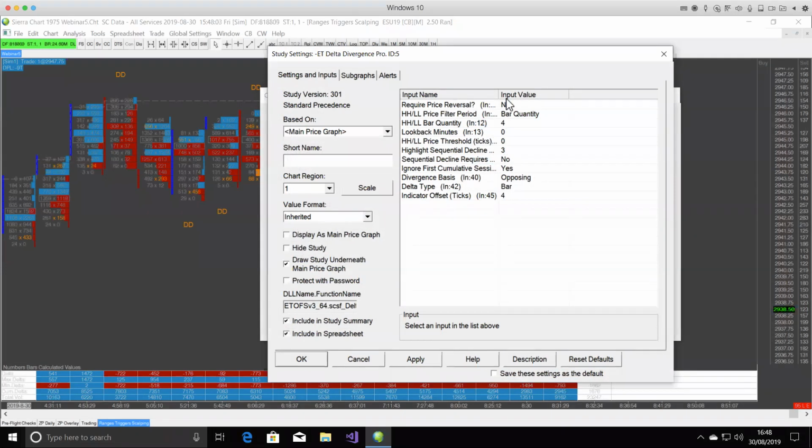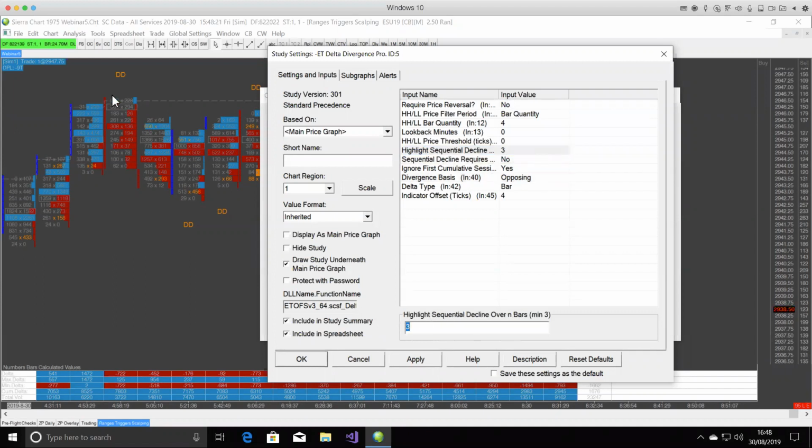I look for the divergence to be opposing. This is quite strong. So I want to see negative delta on an up bar, positive delta on a down bar. But the valuable thing for me is highlighting sequential decline.